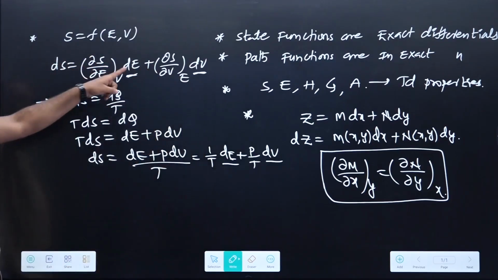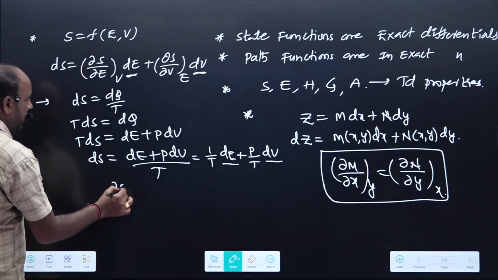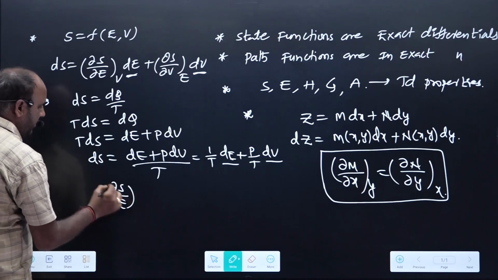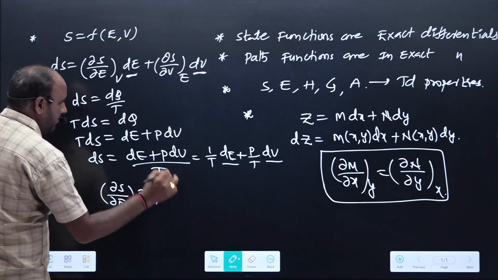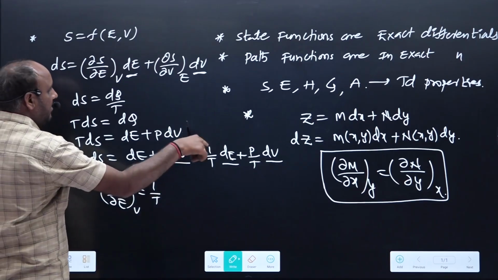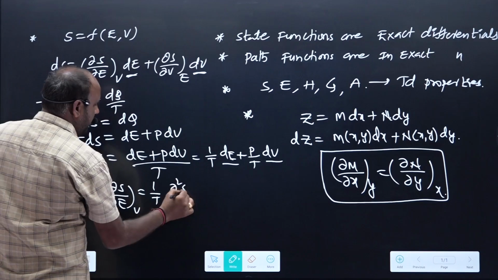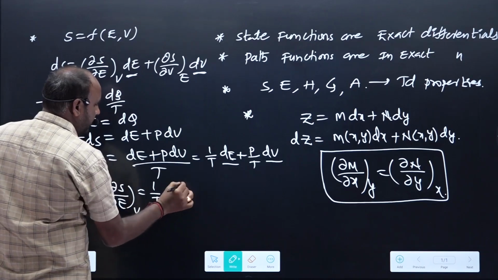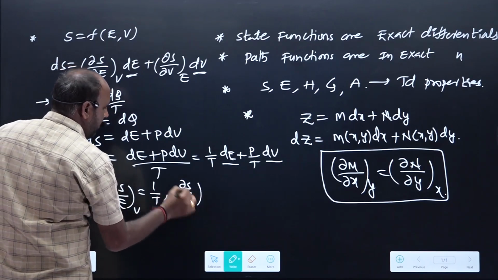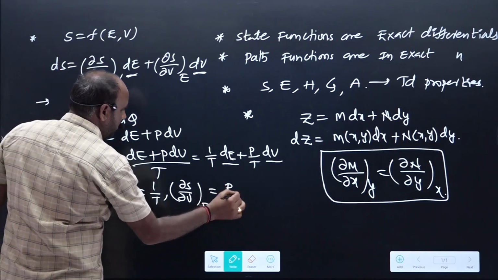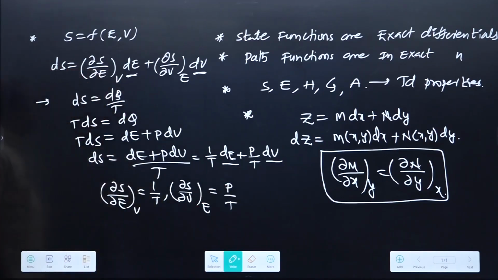Here what is the dE term? ∂s/∂E at constant V is equal to 1 by T. Here the dE term is 1 by T. Here the dV term is what? ∂s/∂V at constant E is equal to p by T, right?